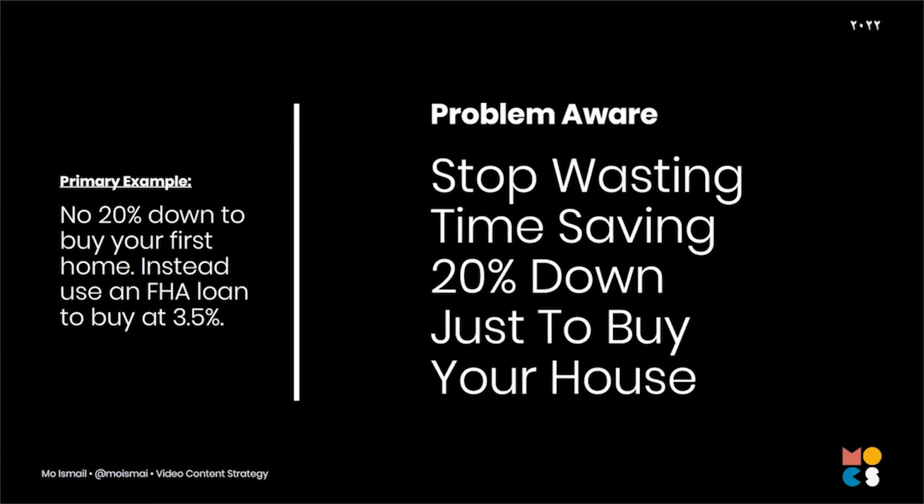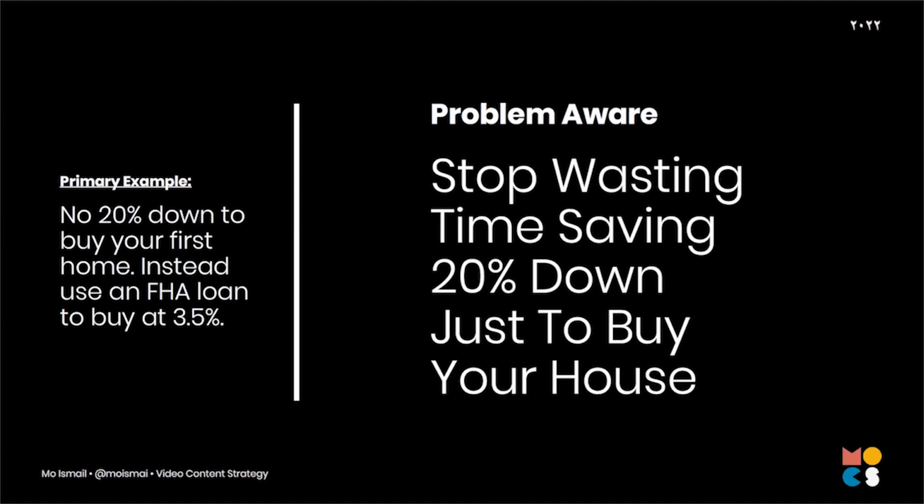Now, if they are problem aware, meaning they understand that usually you have to put something down. They are familiar with that. And their problem is, well, I don't have 20% down. And I keep hearing that I need 20% down. So if I'm talking to someone who's problem aware, I'm going to say, stop wasting time saving 20% down just to buy your house. Oh, okay. This isn't a problem then? What's the solution? And then we go into the video, and again, we introduce them to FHA. This is really where you want to play these first two stages.